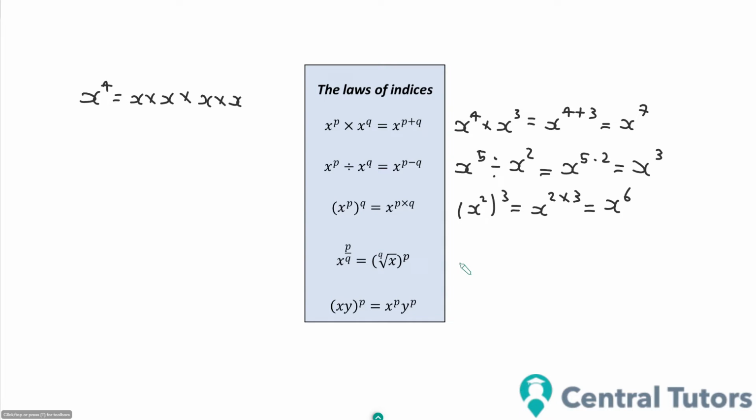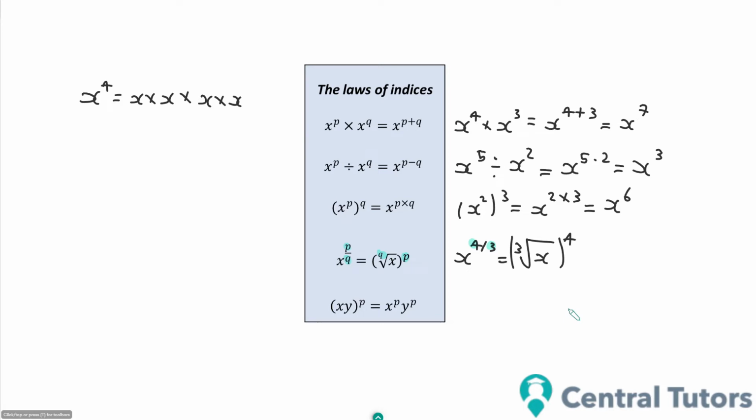This rule is a bit trickier, but essentially all it's telling us is that when the power is a fraction, then the bottom number is what you take the root to, and the top number is what you take the power to. So for example, say we have x to the power of 4 over 3. The bottom number you take the root to, so that's going to be equal to the cube root of x. But then the top number is what you take the power to, so that's all going to be to the power of 4.